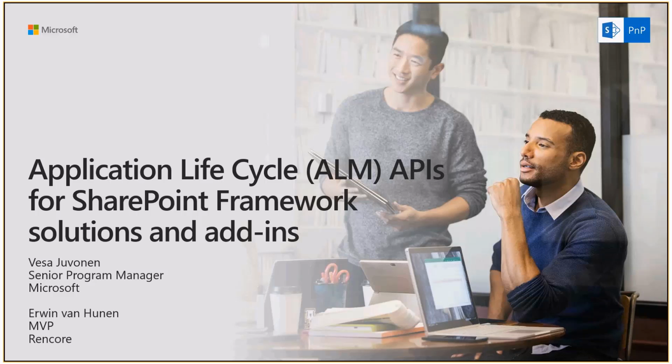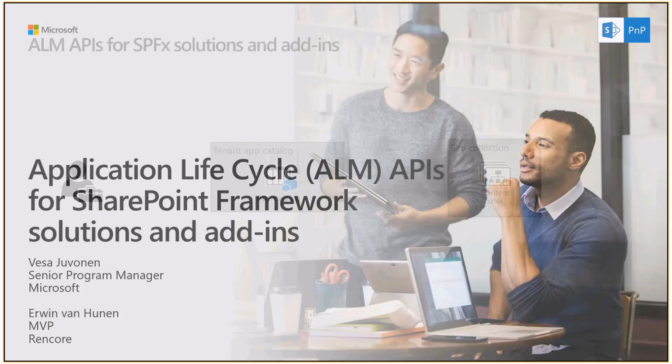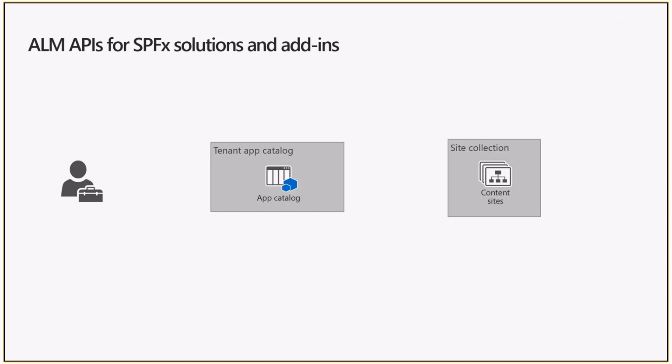Now, we wanted to talk about the Application Lifecycle ALM APIs, as these were released in November 2017, and these are available for you to manipulate and deploy your solutions, SharePoint Framework solutions and add-ins, first of all to the tenant catalog, and then also from a tenant catalog to the site level. So essentially we support an add operation where you can add the SPFx file or an app file to the tenant app catalog.